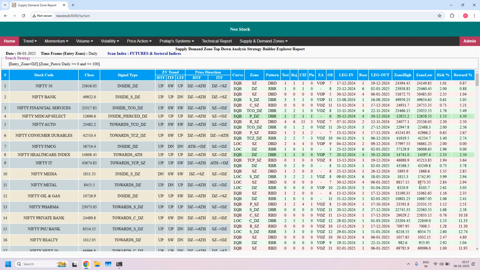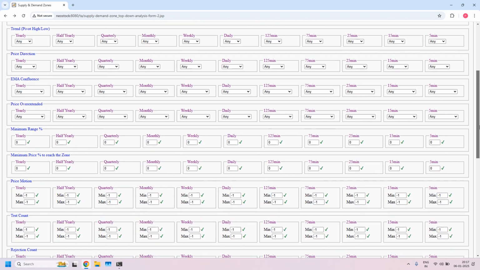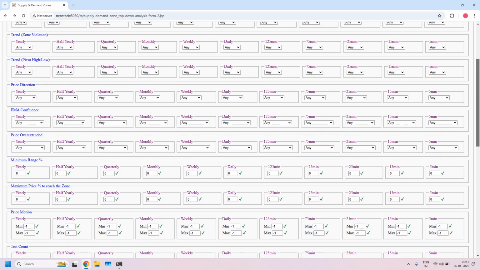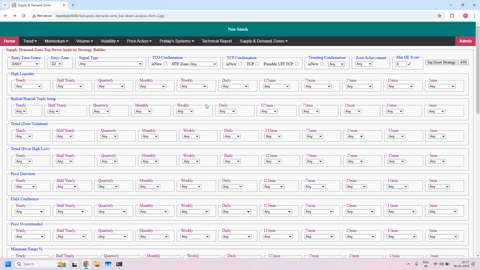Something wrong. Something I missed. Daily demand zone. Did I select daily time frame for pierced count? No, this is price motion. Daily time frame, minimum value 0, maximum value 100. Okay, fine. Entry time frame is daily only, daily demand zones.